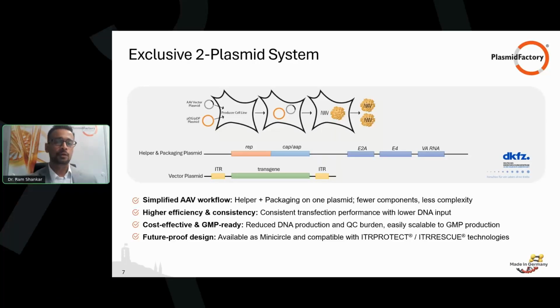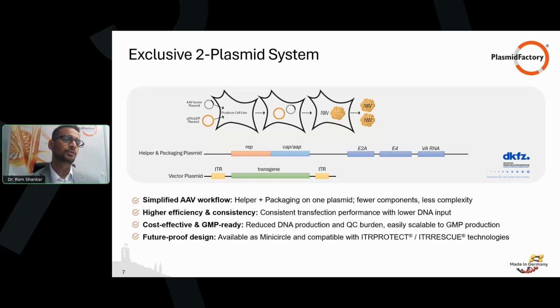So you can start off with a reporter gene that is in stock, and you can test your systems and optimize and find out the right conditions, and then go for your transfer plasmid. What this will result in is a simplified AAV workflow. You have helper and packaging on one plasmid, so fewer components. So the complexity of your transient transfection is essentially reduced. You don't have to play with too many variables to try to hit your producer cells with the right components. So you reduce the complexity on that front. And you have consistent transfection performance.